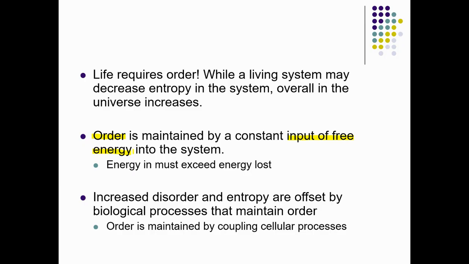In order to put everything back in its place, you're going to have to input some energy. And so in order to maintain order, you're going to have a constant input of free energy, because that randomness is just going to happen. And so in a living thing, that disorder is going to spontaneously happen. So in order to maintain the order, we have different biological processes and cellular processes that are going to ensure that we can keep that order in our cells.